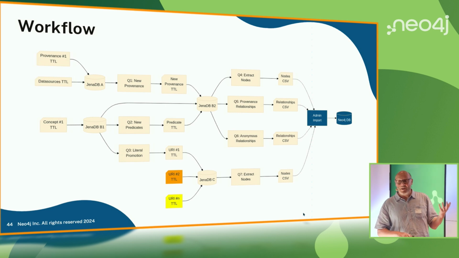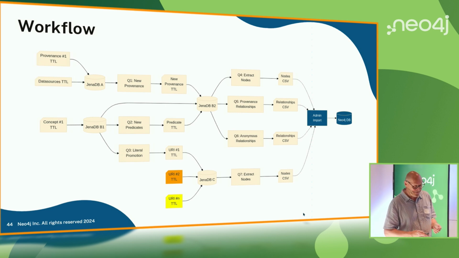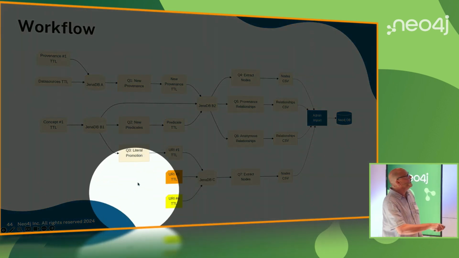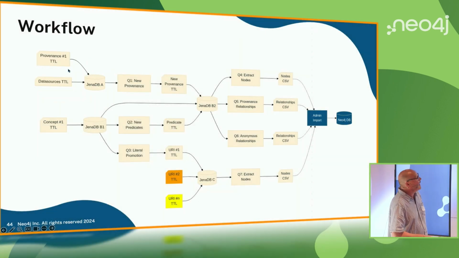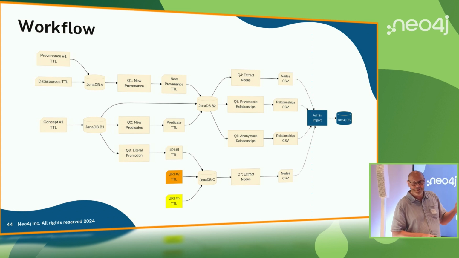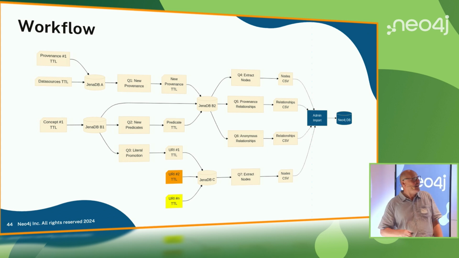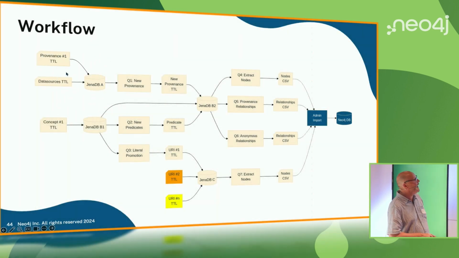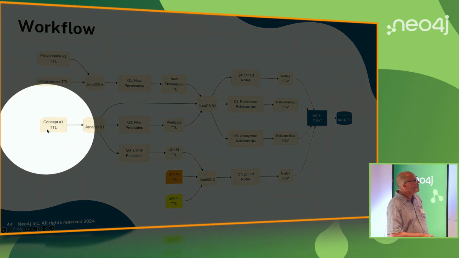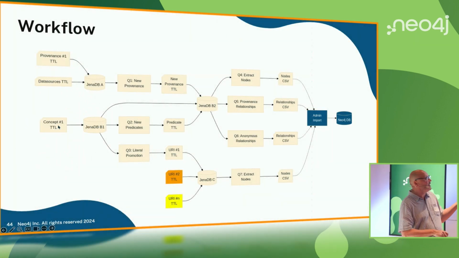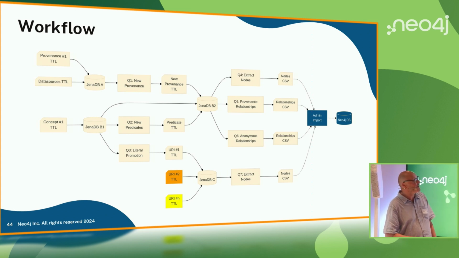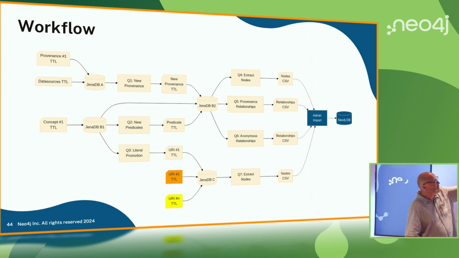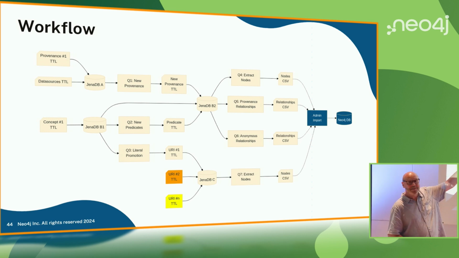So we wound up with this workflow that we use to transform, once again, the 10,000 or so RDF files, taking the provenance information and the description, the actual data itself, which is the concept, and running it through a series of queries. You can see the queries Q1, Q2, Q3. The first ones are regenerating the provenance, doing the literal promotion as in Q3, and creating new predicates.